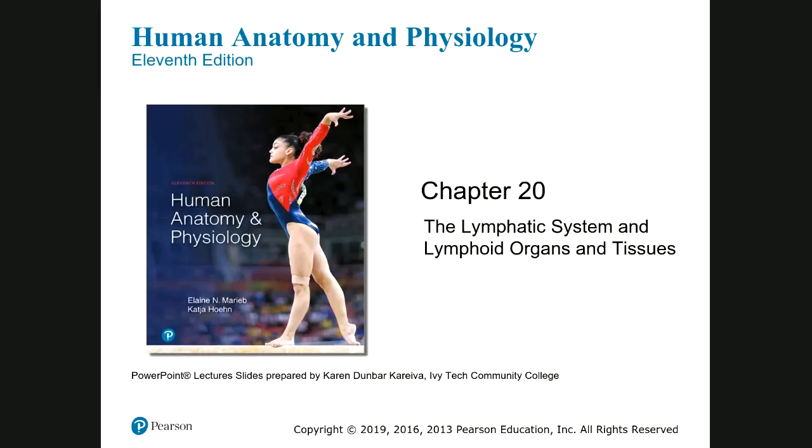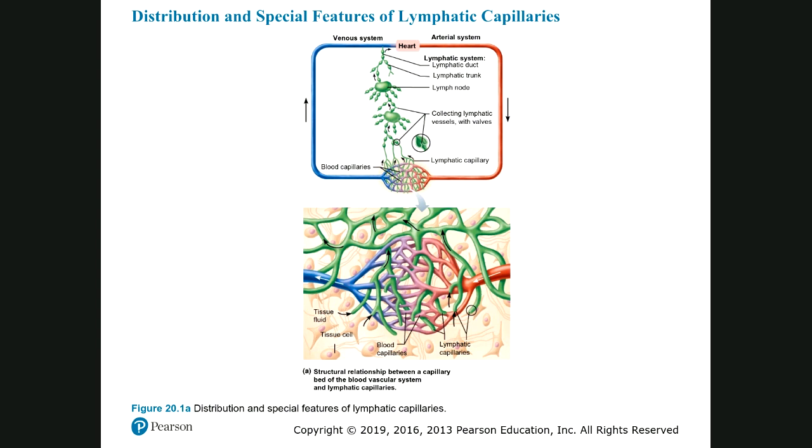Hello, and welcome to Chapter 20, the lymphatic system and lymphoid organs and tissues. The lymphatic system returns fluids that have leaked from the vascular system back to the blood. It consists of three parts: lymphatic vessels, lymph, which is the fluid contained in those vessels, and the lymph nodes that cleanse the lymph as it passes through them.